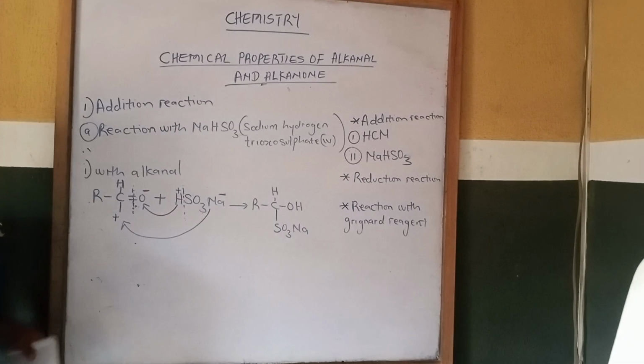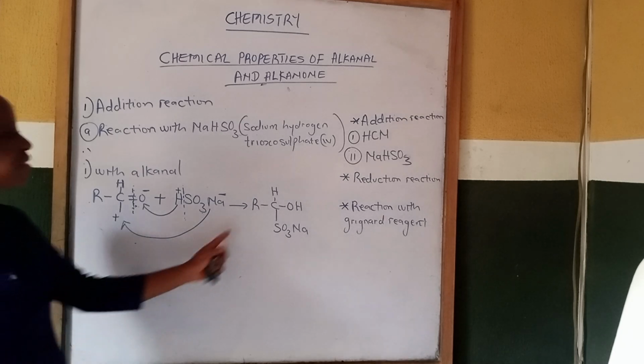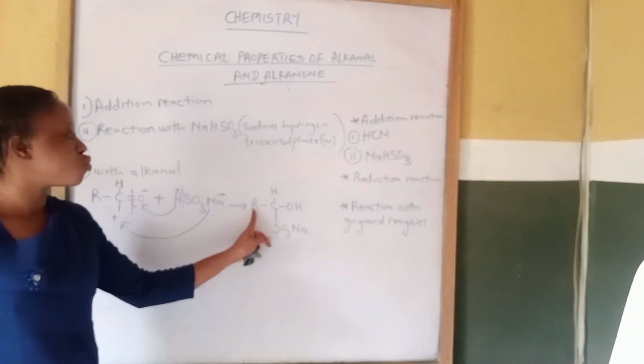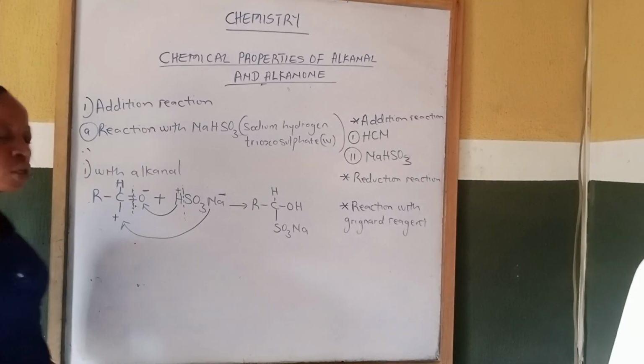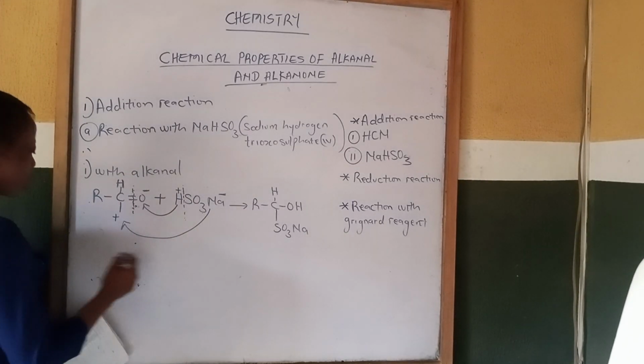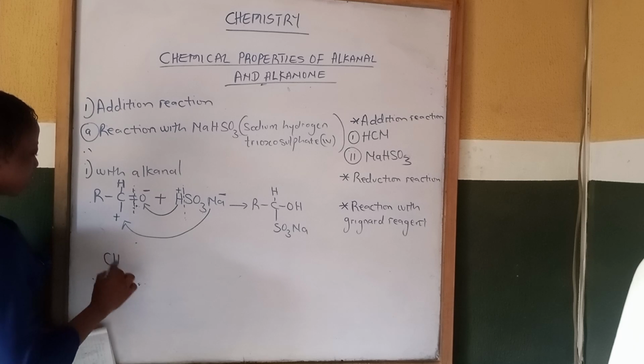So that is our product. Let's take an alkyl group so that we'll be able to name the product formed. I'm going to use methyl, which is CH3.